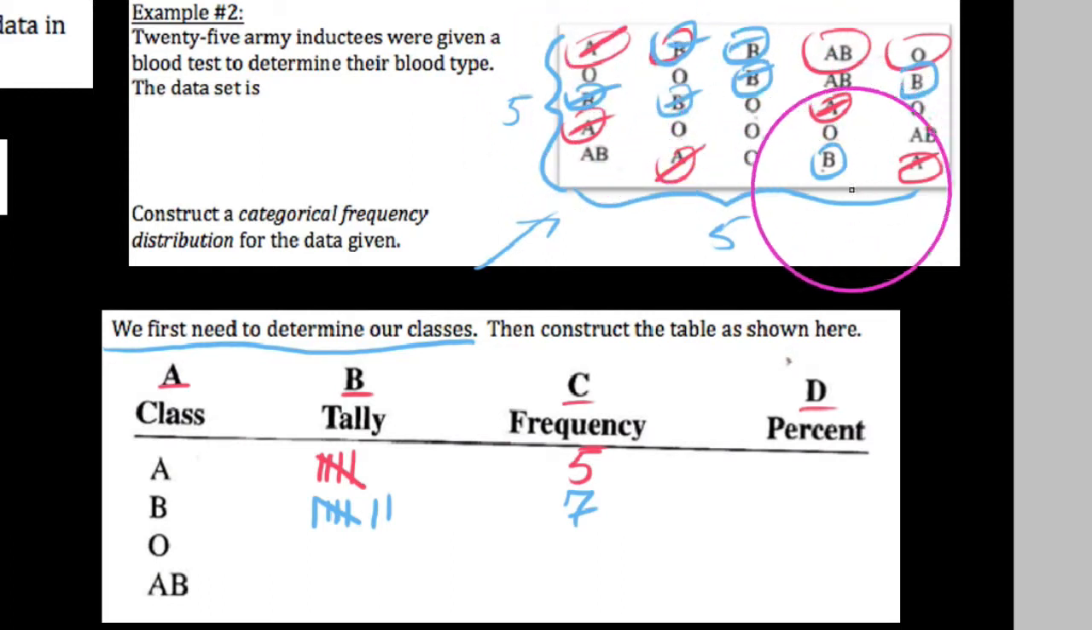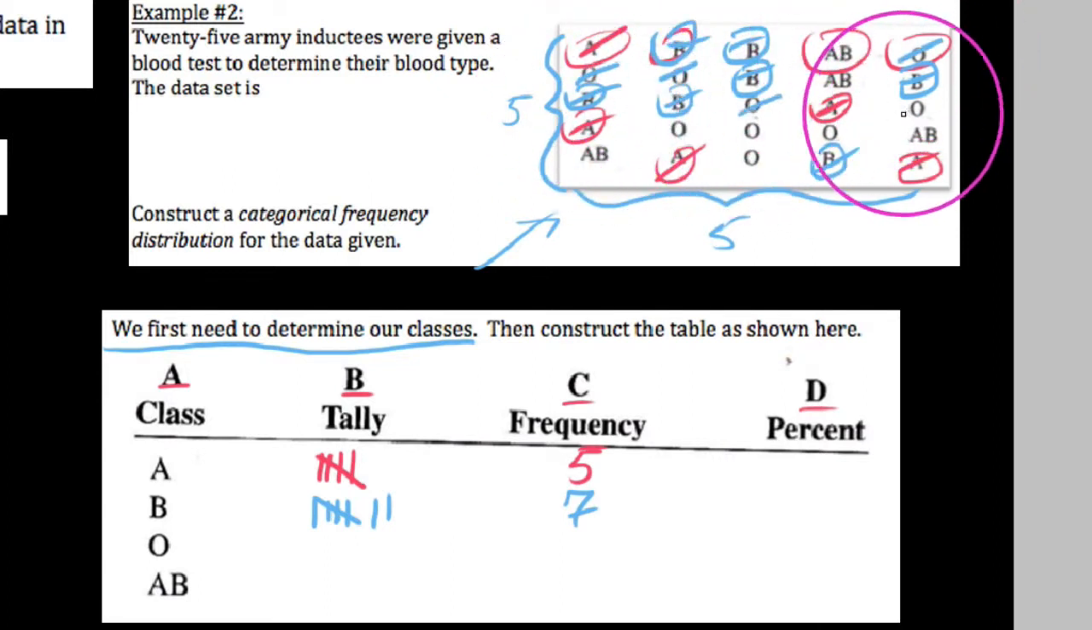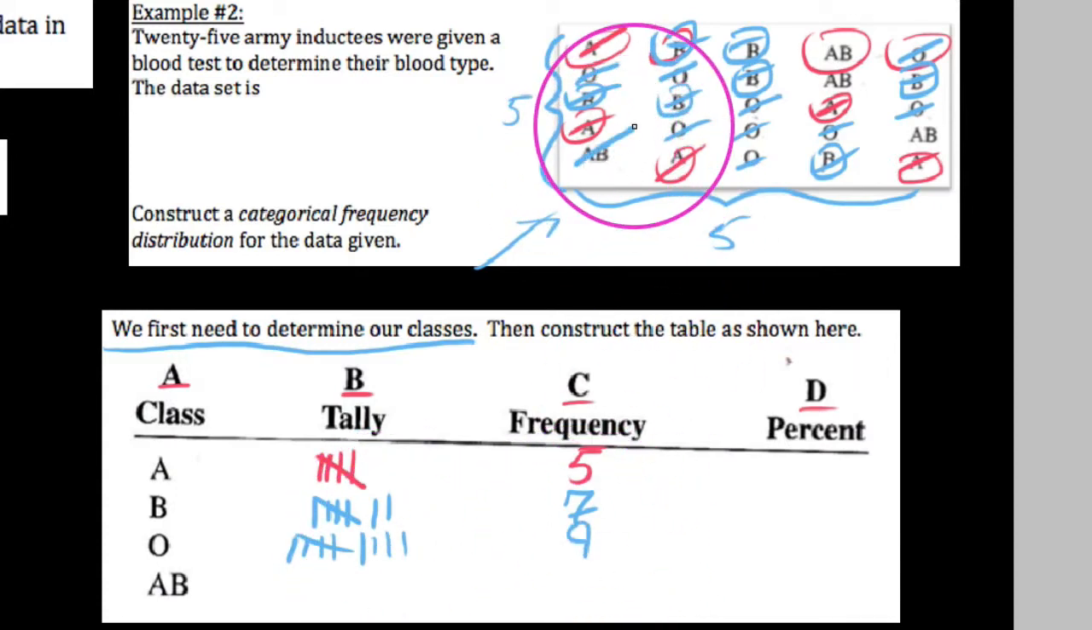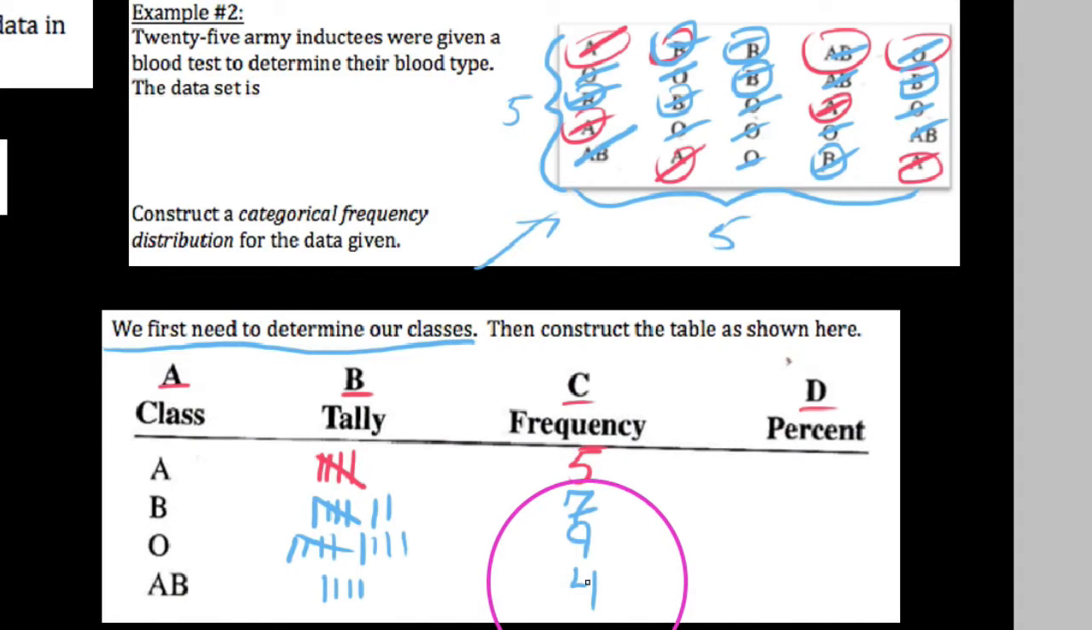Okay, so next we're going for type O. Let's run through, do our O's. We say 1 O, 2, 3, 4, 5, 6, 7, 8, 9. Okay, so we have 9 types O. And then type AB looks pretty rare here. We have 1, 2, 3, 4 tallies. And so frequency, again, is the numerical count of the tallies for each class, okay?